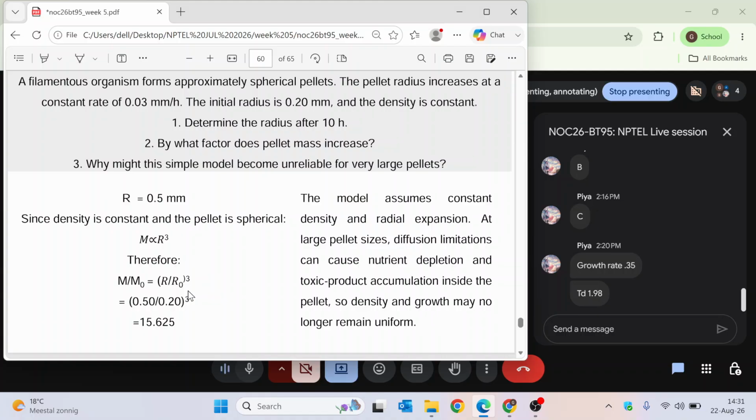The last question is, why might this simple model become unreliable for very large pellets? Because this model assumes constant density and radial expansion, but in reality, at large pellet sizes there can be diffusional limitations. Therefore the core of the pellet could experience nutrient depletion and toxic product accumulation. The nutrient cannot go in, the toxic product cannot come out of the pellet. So the density and the growth may not remain uniform. The assumption of uniform density may not work when the pellets become very large.